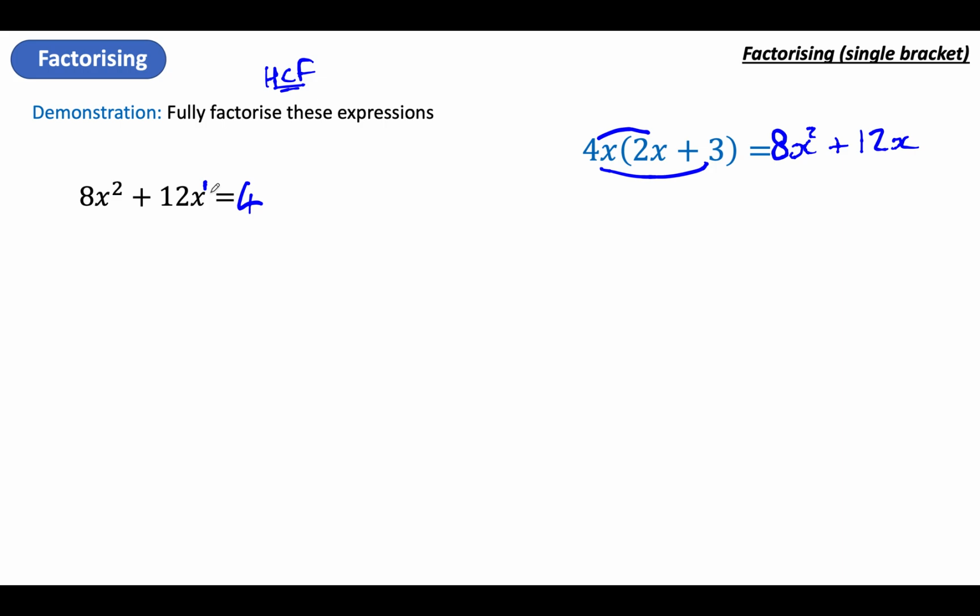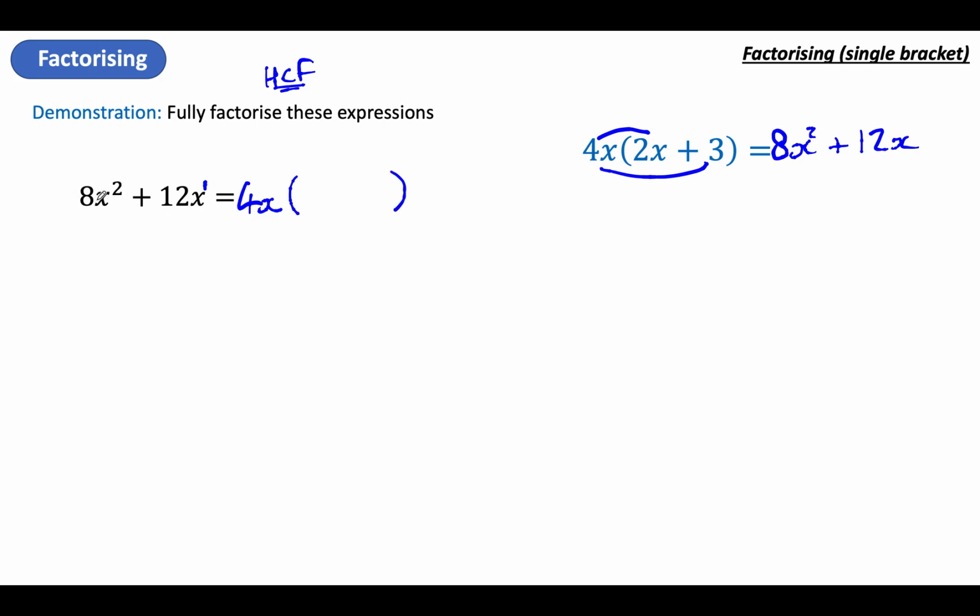Now if they've both got an x, you take the smallest number that they've both got and put it on the outside. So this one's got x to the power of 2, but this has only got x to the power of 1. Now that means they've both got at least 1, so we put that x on the outside. I can't put x squared on the outside because this one doesn't have x squared, it just has x to the power of 1, just one of them. And then I open the bracket.